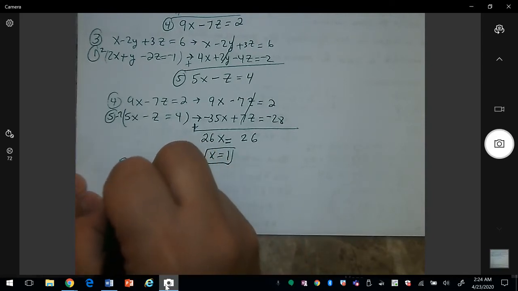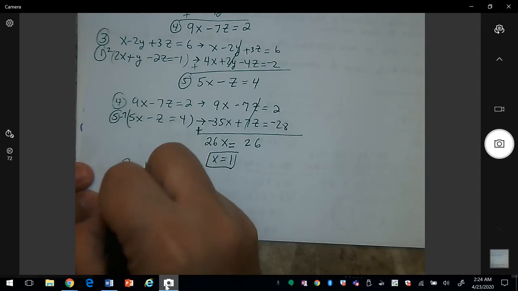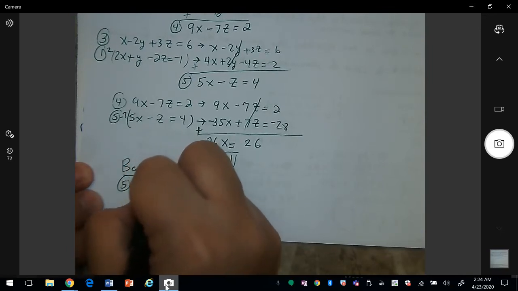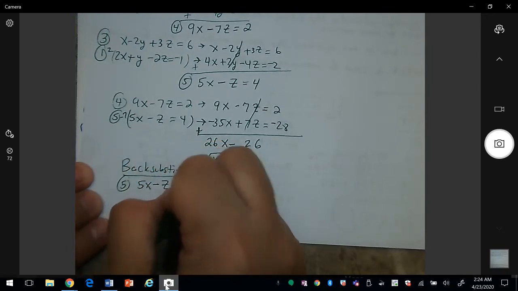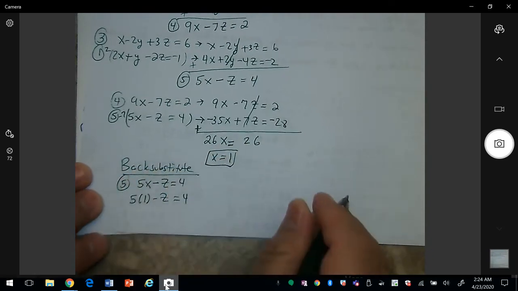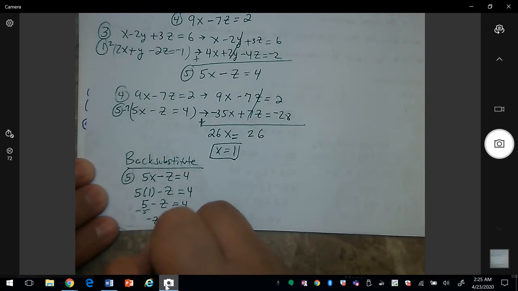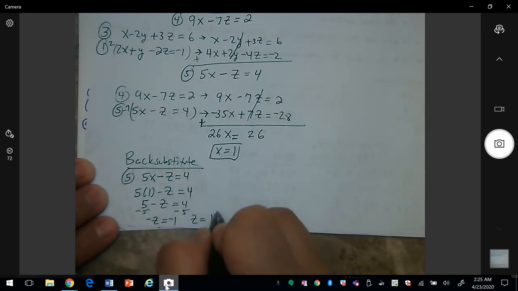I'm going to use equation number 5. Again, you can use equation number 4. So x here is 1. Subtract the 5. So negative z is equal to negative 1. So z is equal to 1.